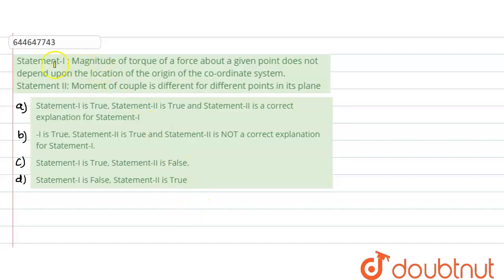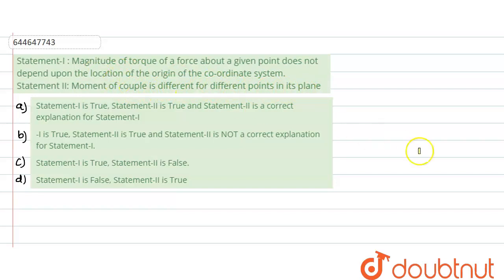Hello everyone, let us start with our question. In this question, what is given? There are two statements. Statement 1 says that the magnitude of torque of a force about a given point does not depend upon the location of the origin of the coordinate system. And the second statement is that the moment of a couple is different for different points in its plane.